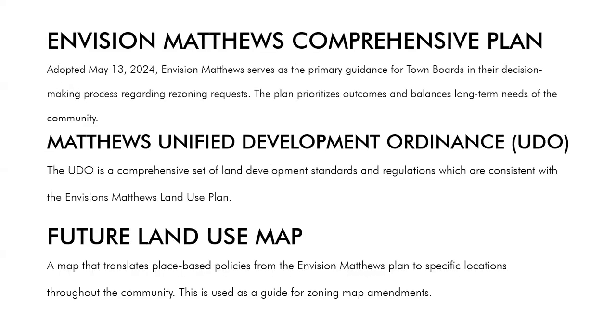A few additional planning items. The first being the Envision Matthews Comprehensive Plan. This policy document serves as the primary guidance for decision makers when reviewing rezoning requests. There's also the Matthews Unified Development Ordinance, or the UDO. The UDO consists of land development standards and regulations consistent with the vision of the land use plan, things like setbacks and buffers. There's also a future land use map. This translates place-based policies to specific locations throughout the community, and this is used as a guide for rezoning requests.